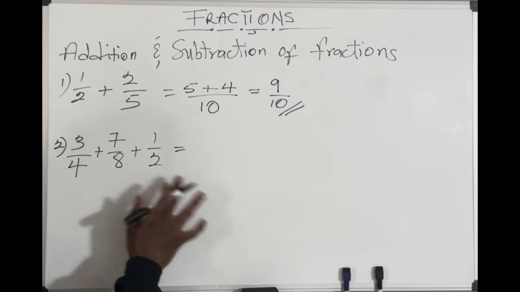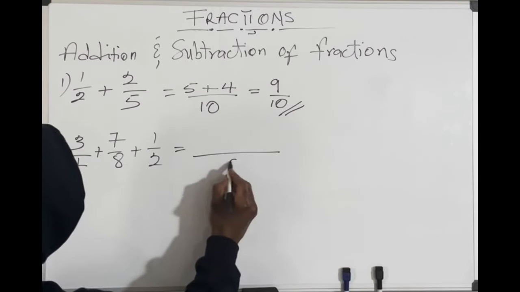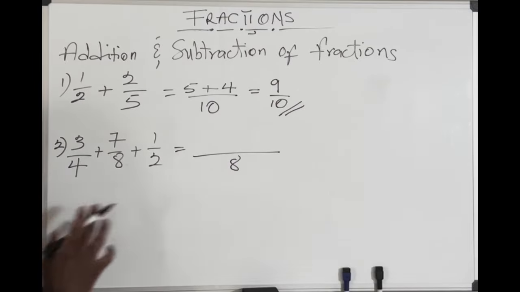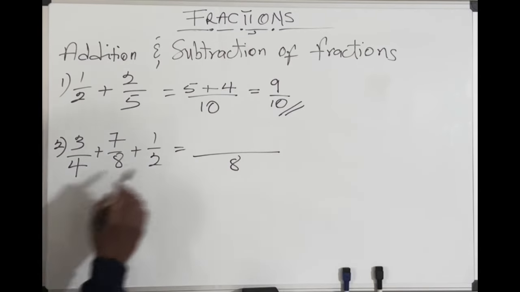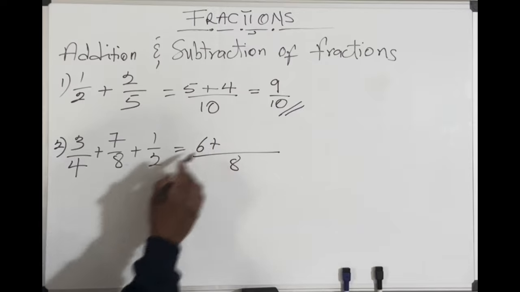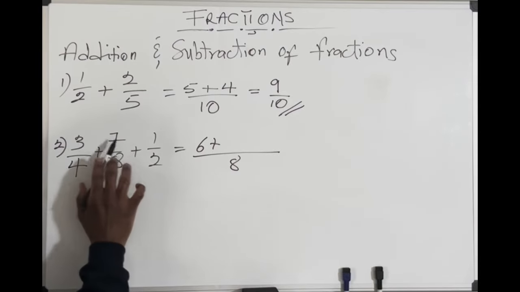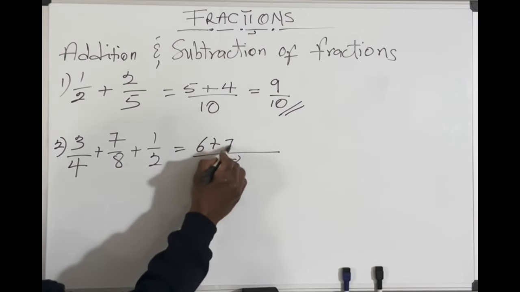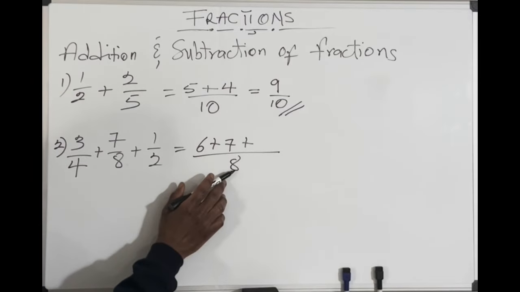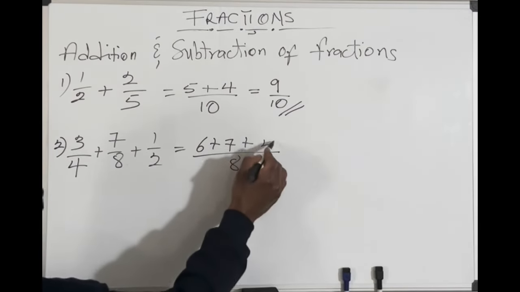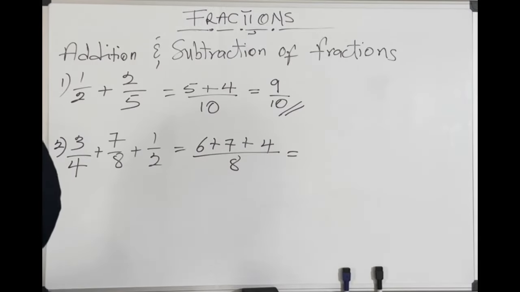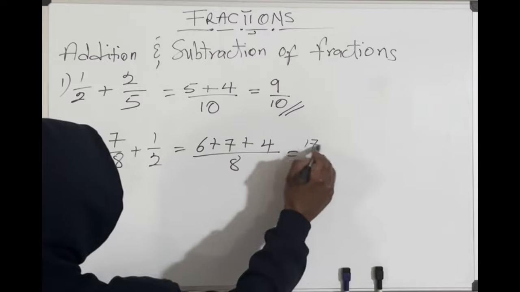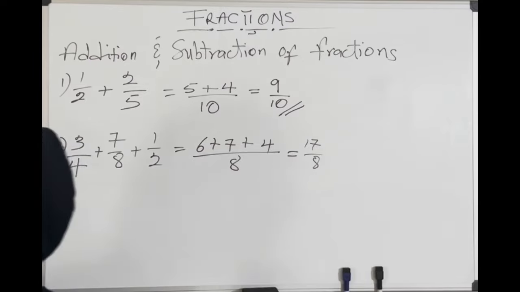So quickly, we can have 8 as the common denominator. So 4 goes into 8, 2 times, the 3 times 2 is what? 6. Plus 8 goes into 8, 1 time, the 7 is 7. Plus 2 goes into 8, 4 times, 4 times the 1 is what? 4. So 6 plus 7 is what? 13. And then 13 plus 4 is what? 17 over 8. Okay. All right.